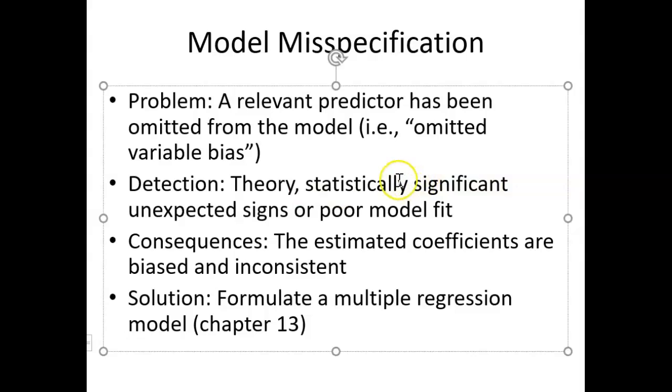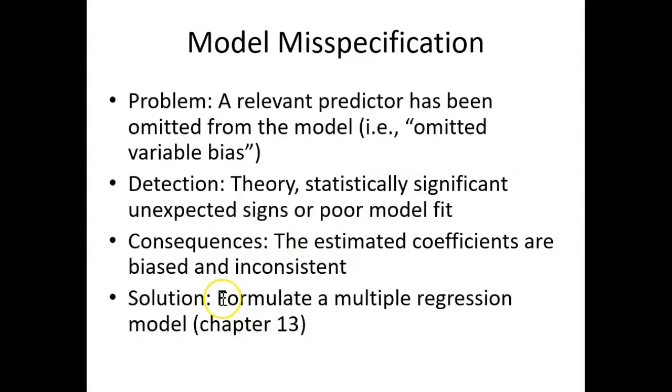If the model has statistically significant but unexpected signs, like you're expecting a positive sign on the slope, but you actually get a negative sign, or if the model has a very poor fit, then you might know that there's an important variable that should be included. And when this happens, the estimated coefficients are biased and inconsistent. Okay, the worst problem with regression models is when your coefficients are biased. And the solution is to formulate a multiple regression model. So that leads us into chapter 13.